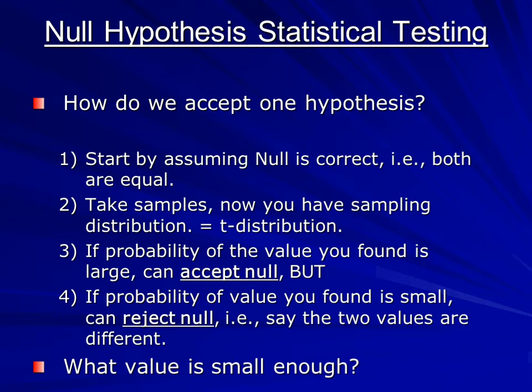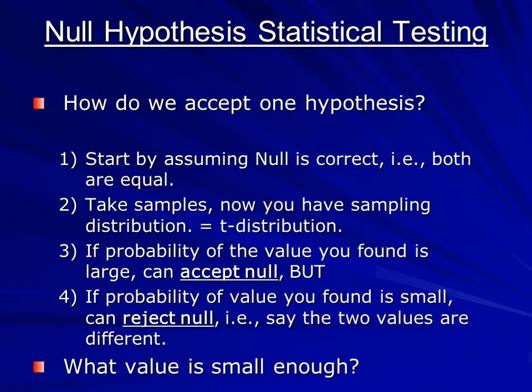If the probability of the value you found is large, you can accept the null. So what does that mean? The probability of the value you found. We'll show you this in the worksheets. But it's the probability of getting your sample, given that everything is the same, everything is equal. If it's large, we accept the null. If the probability of the value you found is small, then you reject the null, and you get to say the two values are different.